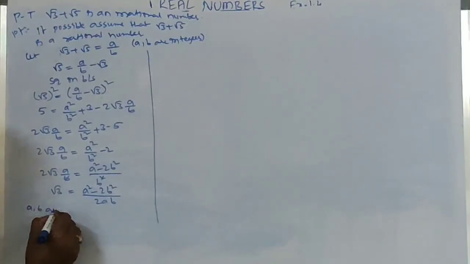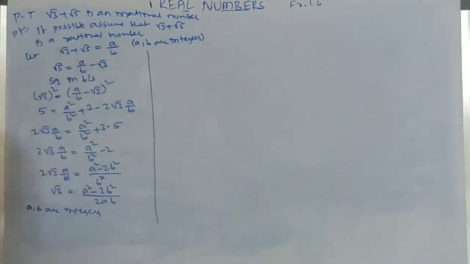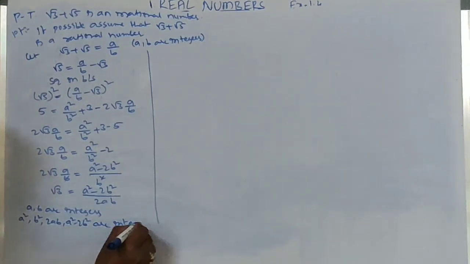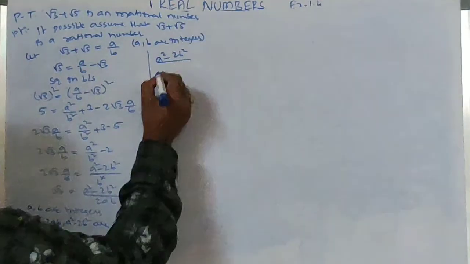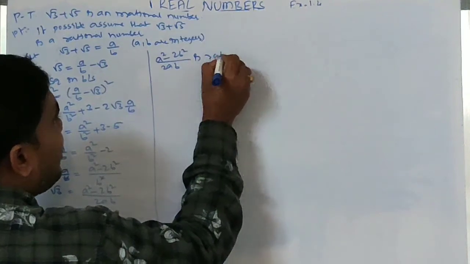Okay, now a, b are integers. If a is an integer, a square is an integer, b square is an integer, 2ab is an integer, and a square minus 2b square is an integer. All these are integers. Then a square minus 2b square by 2ab, integer by integer, is a rational number.